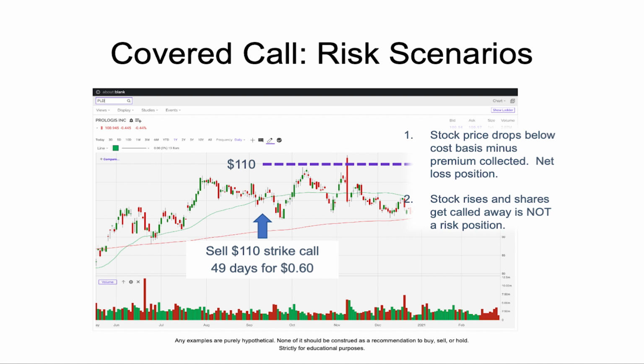Now, some traders think that if the stock price rises and the shares get called away, that's a risk. That's actually not a risk. That's just a completion of the strategy. We've still made money. We are selling the stock for $110 that we owned at $101, and we got paid to do it. We got paid the 60 cents per share premium. So be careful, because that's not a risk. That has just placed a limit on our maximum profit.